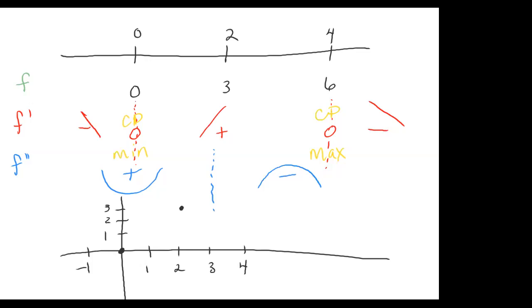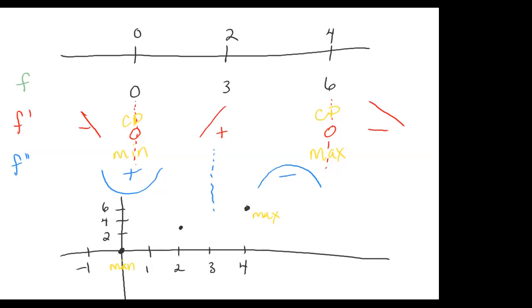Oh, I'm out of room, aren't I? Let me rescale the axes here. Let's make this 2, 4, and 6. There we go. So a point at 2, 3, which is about there. And I have a point at 4, 6, which is right there. Okay. This point is the location of a relative minimum. This point is the location of a relative maximum.